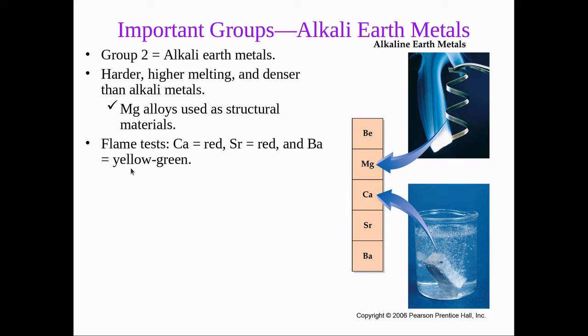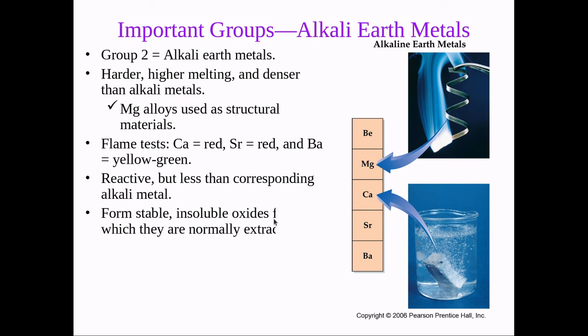They have their own unique flame tests again. So when they were trying to differentiate them, they were burning them and looking at the colors of the flame. They're reactive, but less so than the alkali metals. They tend to form stable, insoluble oxides, and that's how we usually will find them.